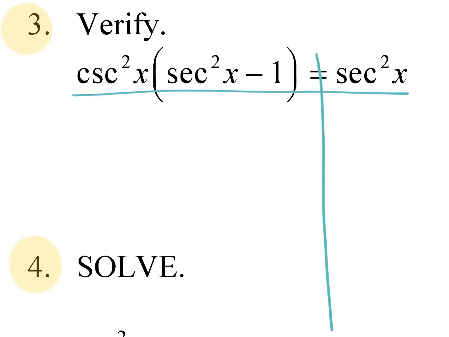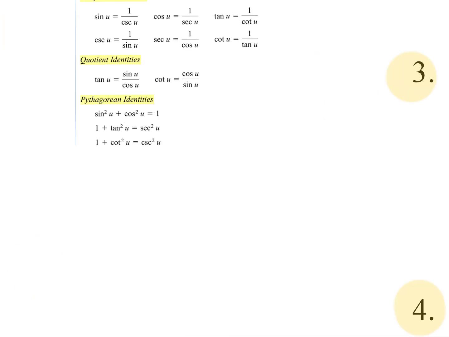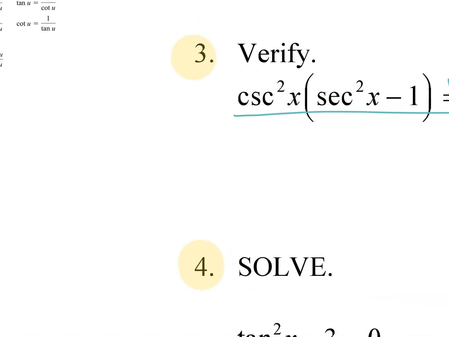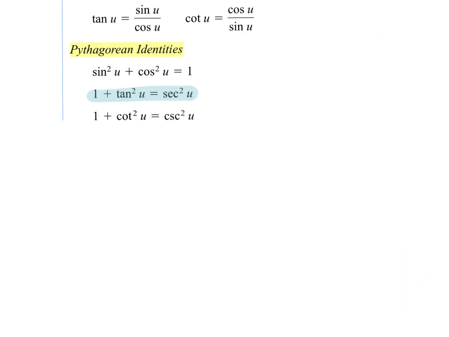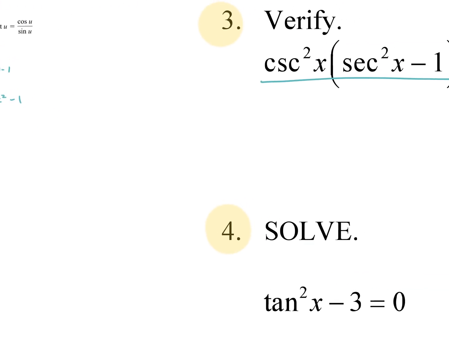Any suggestions of what we could do here? Awesome. We can change secant squared minus 1. So let's look at our identities. So we're going to change this equation here. We want it to look like secant squared minus 1. So what would I need to do to make it look like secant squared minus 1? Subtract 1 to the other side. So we have tangent squared equals secant squared minus 1. So I'm going to replace the secant squared minus 1 with tangent squared.